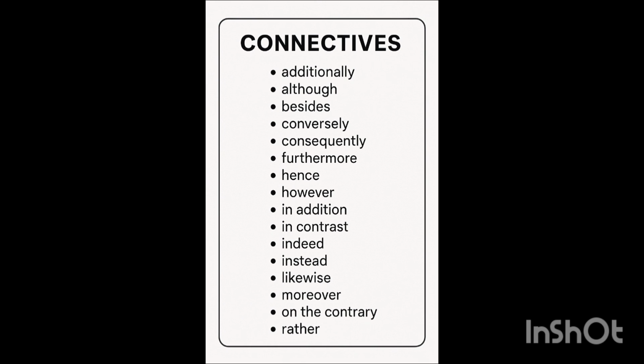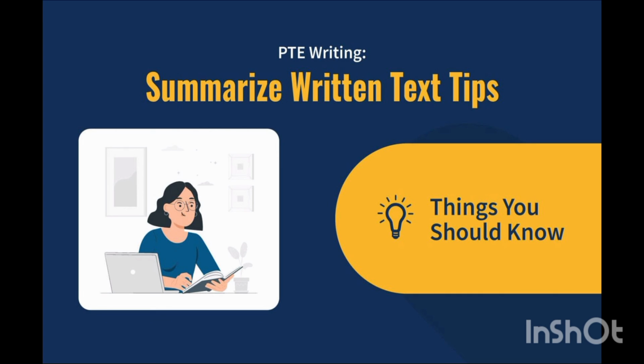These are the connectives that you should know before doing the PTE writing, like additionally, although, besides, consequently, further, more, hence, however, in addition, and so many. You can also search for a list on Google to find more connectives. First of all, I have to explain the summarize written text. What are the tips and tricks that you should know before attempting this question in your PTE exam?